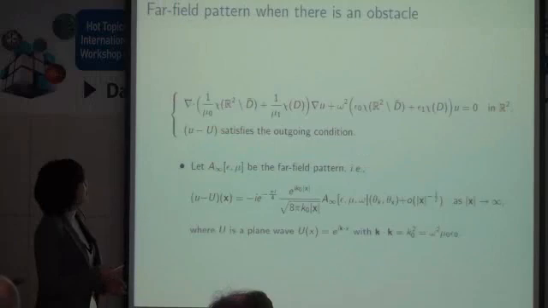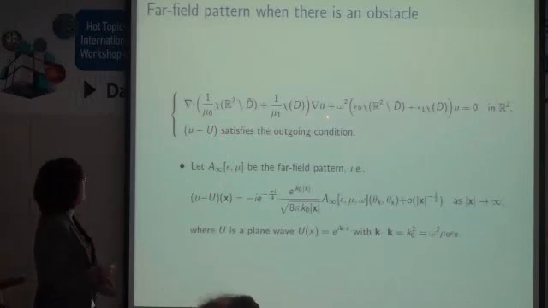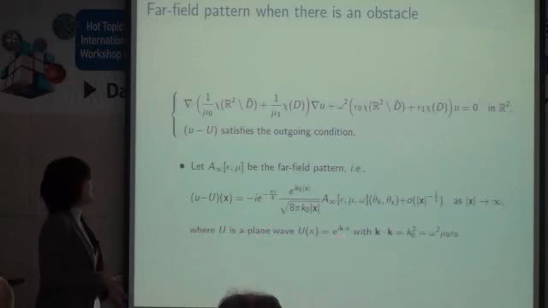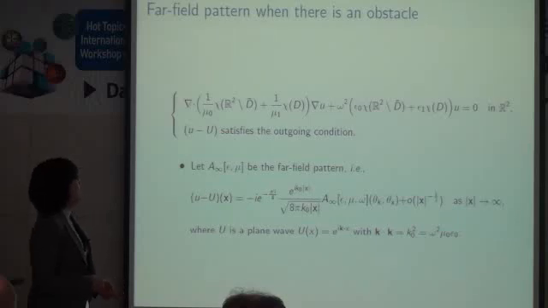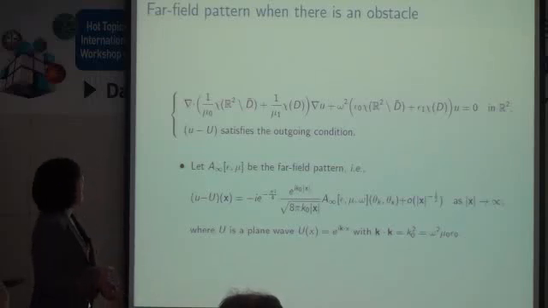So when we have some obstacle, and U is the background solution, it satisfies the Helmholtz equation outside. And for example, if I use the plane wave, which is exponential of ik x dot direction, and k squared is omega square times the material properties outside the cloaking structure, then we have this expansion with this far field pattern.